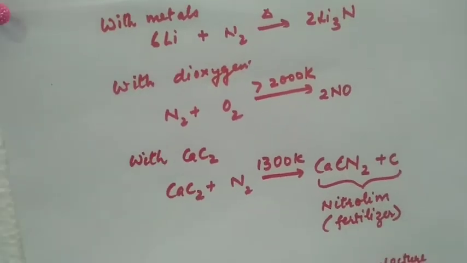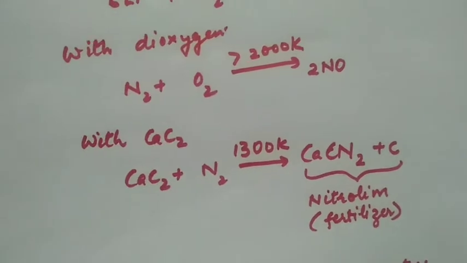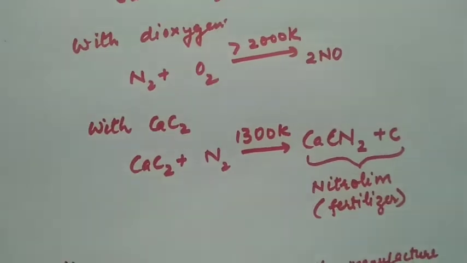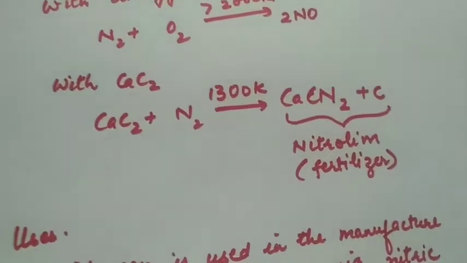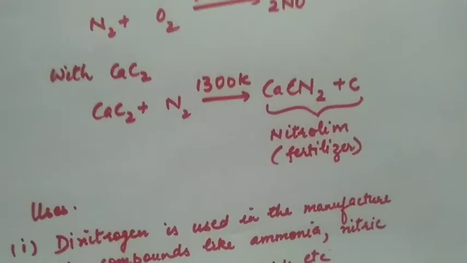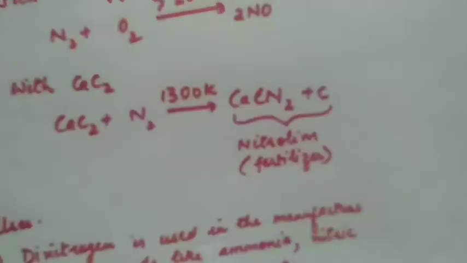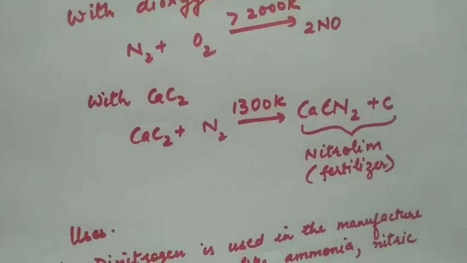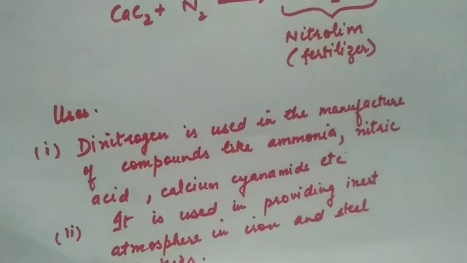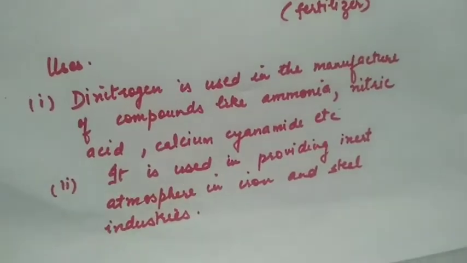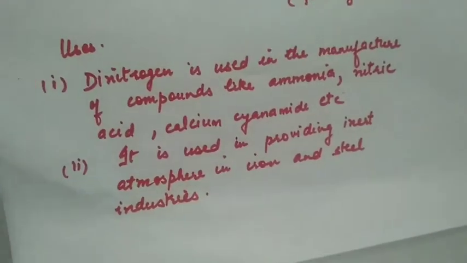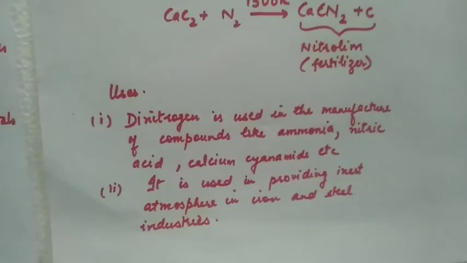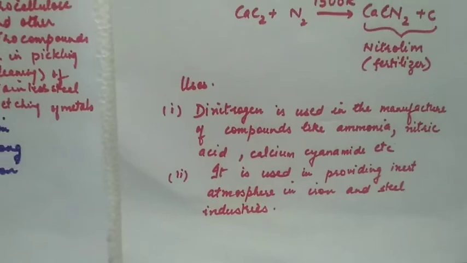This also forms the main reaction in the Birkeland and Eyde method for preparation of nitric acid. With calcium carbide, nitrogen reacts at 1300 Kelvin to form a mixture of calcium cyanamide and carbon, which collectively is used as a fertilizer under the name nitrolim. So uses: dinitrogen is used in the manufacture of compounds like ammonia, nitric acid, calcium cyanamide, etc. It is used in providing an inert atmosphere in iron and steel industries.